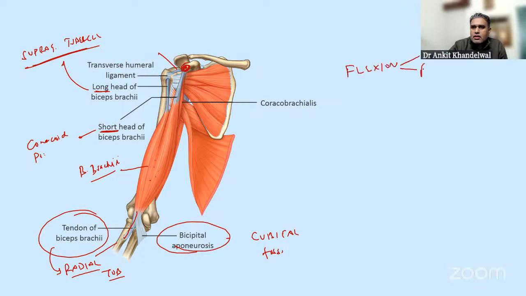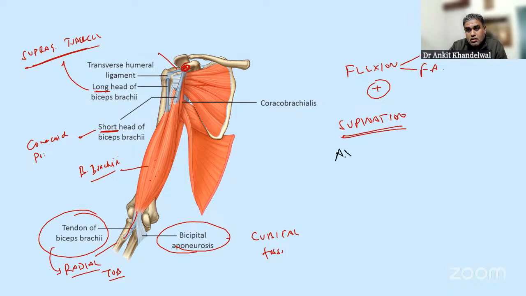What this muscle does is basically flexion of the arm and forearm. There's one more action of this muscle. Pause the video and comment if you know the answer. The other action of the biceps brachii muscle is supination. Very important, supinator.